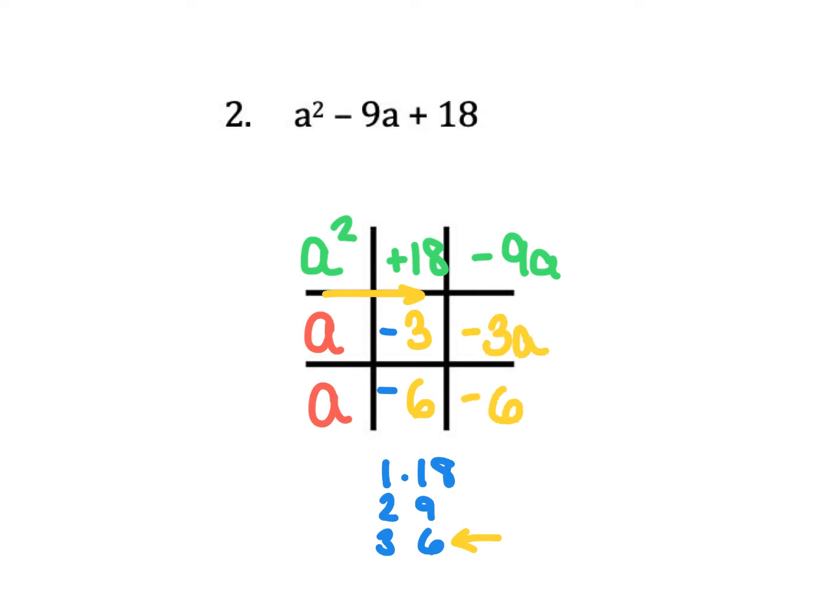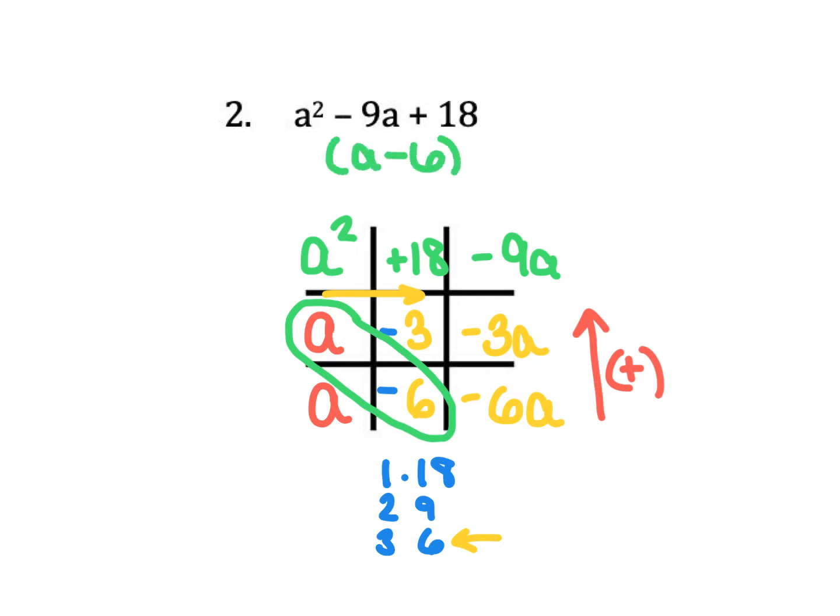A times negative 6 is negative 6a. The only place I add is right here on the right, to make sure this plus this equals negative 9a. It does, which is awesome. It works. You guys are not always going to get it on the first try. Be persistent. So one factor is a minus 6. The other is a minus 3.